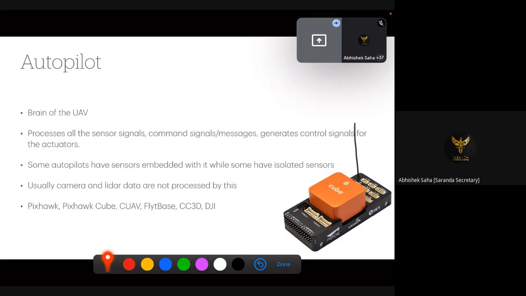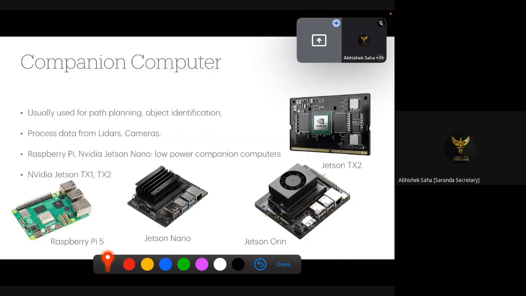Okay. Now these autopilots can be basically just processing boards which gather information from all sensors which are not associated with it, or the autopilot boards like the one that you see here in the figure are the ones which carry sensors on board them. So the sensors are integrated. But camera and LiDAR are something whose data cannot be processed by these. So typical examples are Pixhawk, Pixhawk Q, the one that you see here is the Pixhawk Q. We have a CUAV, you have flight base, CC3D, you have autopilots from DJI and so on.